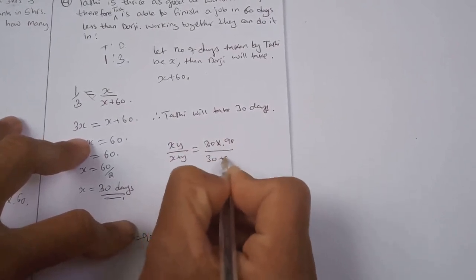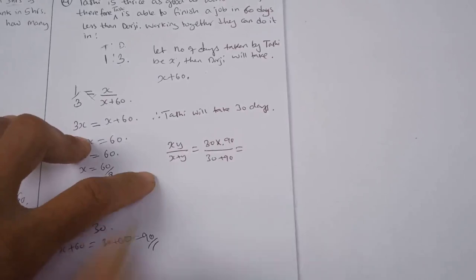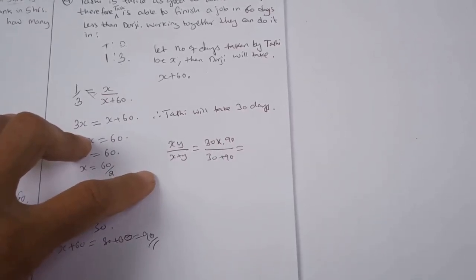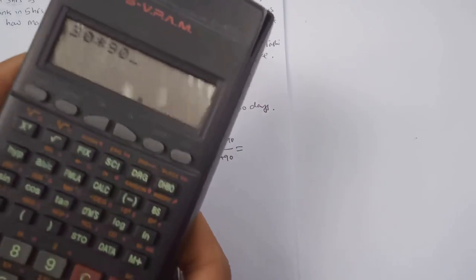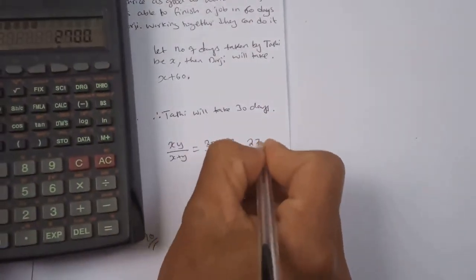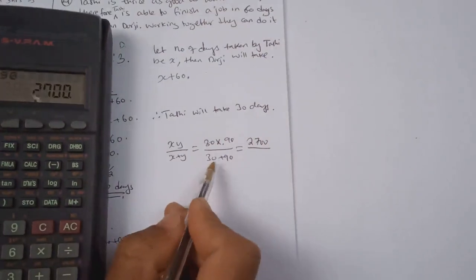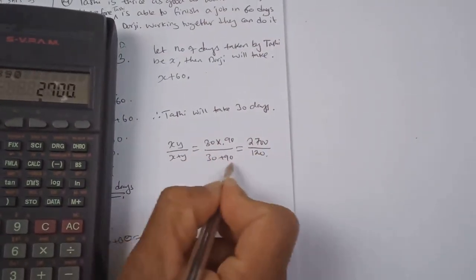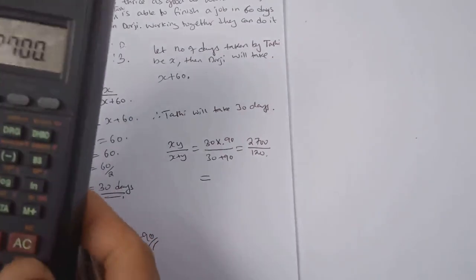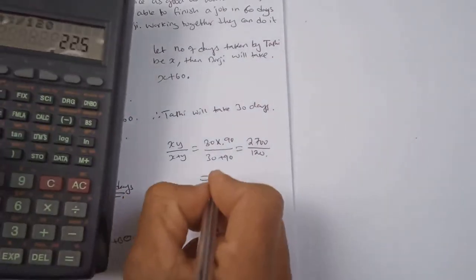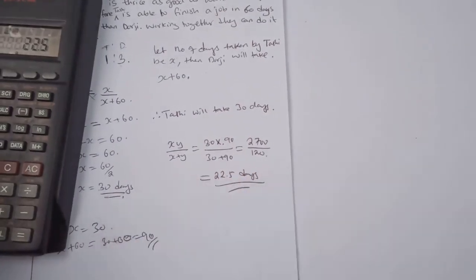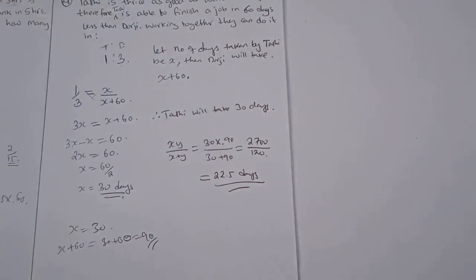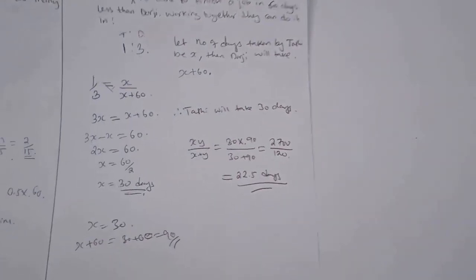Now we solve it using a calculator. 30 into 90 gives 2700, over 120. So we get the final answer, 22.5 days. Working together they can complete the work in 22.5 days. Then we'll move on to the next question.